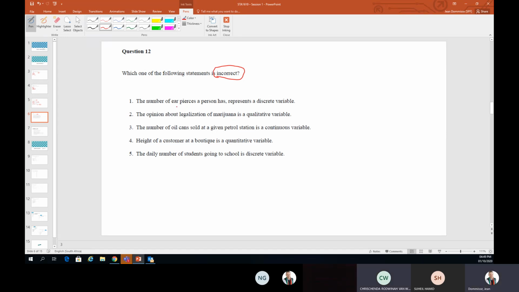I think it would be yes, because it will either be 1, 2, or 3, depending on the number of earpieces. Yes. Perfect. Once again, you can't have anything like 1.22222 earpieces. So it can only be discrete. So perfect. The opinion about legislation of marijuana is a qualitative variable.